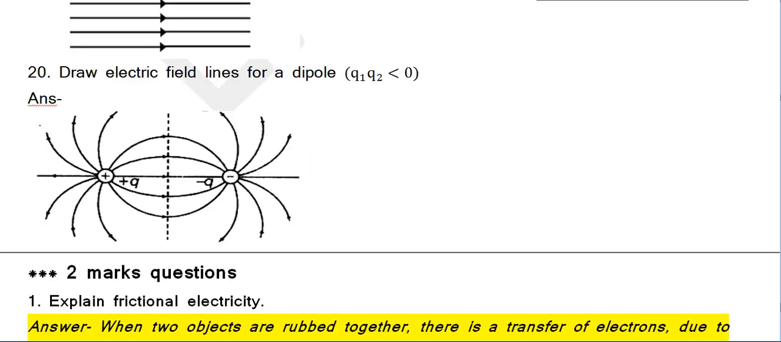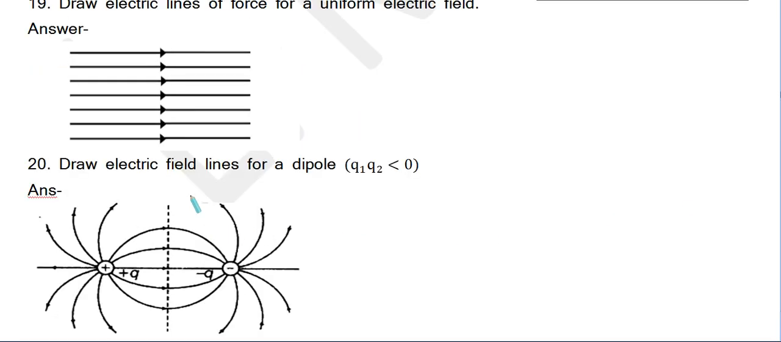Now question number 20, draw electric field lines for a dipole, Q1 Q2 less than 0. That is for unlike charges. This is the electric field lines and the direction will be from plus Q charge to minus Q charge. So the next video for 2 marks questions in the same chapter will be coming soon.